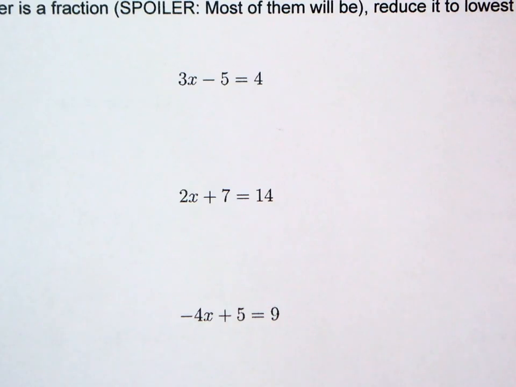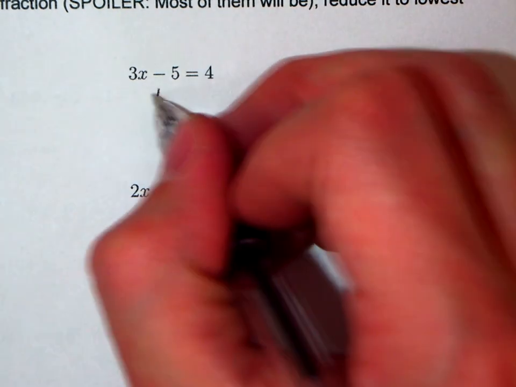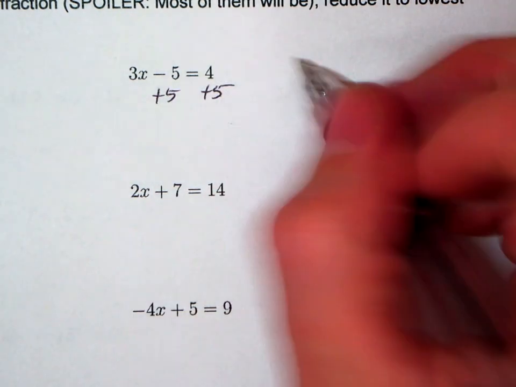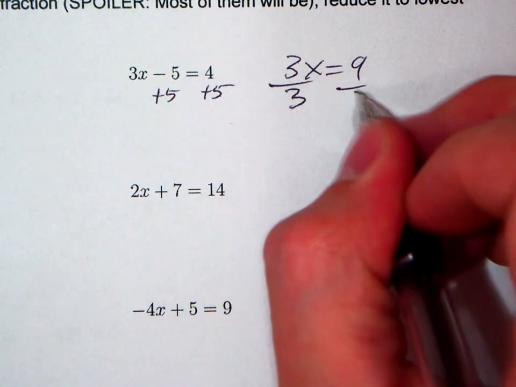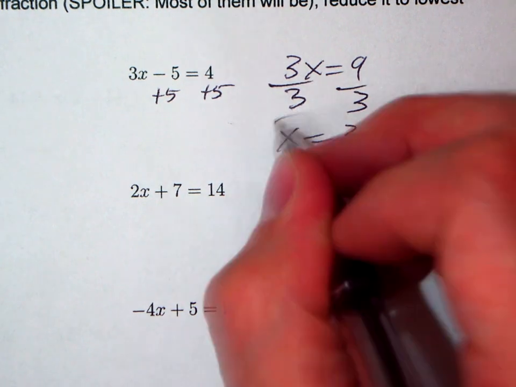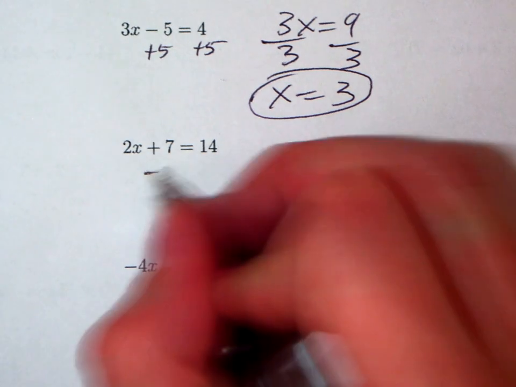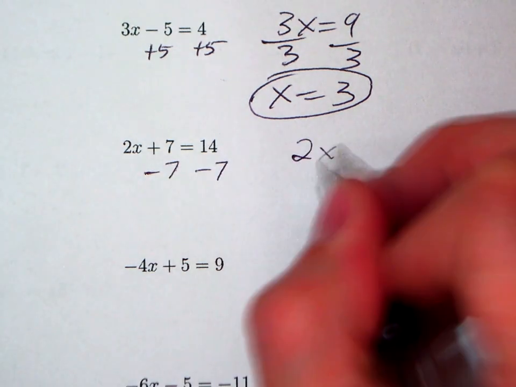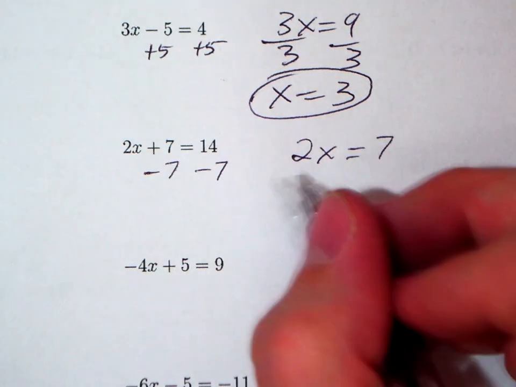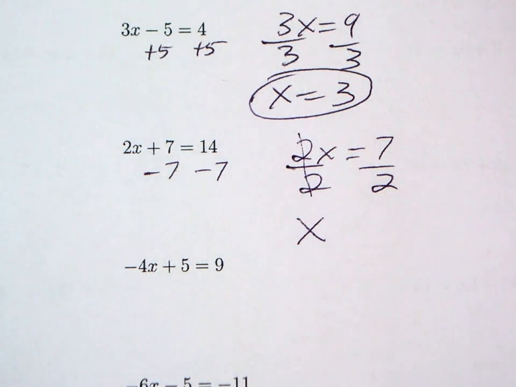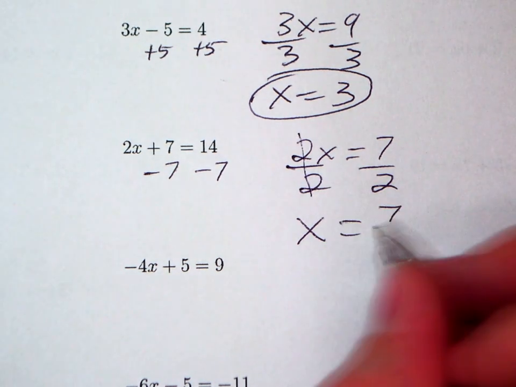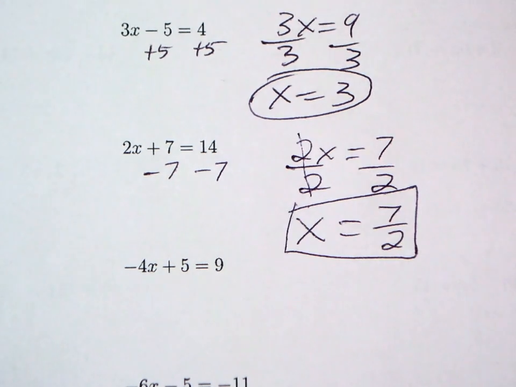Next up, we're going to add 5 to both sides, so we get 3x is equal to 9. Then we divide both sides by 3, and we get x is equal to 3. Moving down, first we will subtract 7 from both sides, so we get 2x is equal to 7. Then we divide by 2. On the left, 2 over 2 cancels out, and on the right, x is equal to 7/2. This cannot be simplified, so we leave it as is.